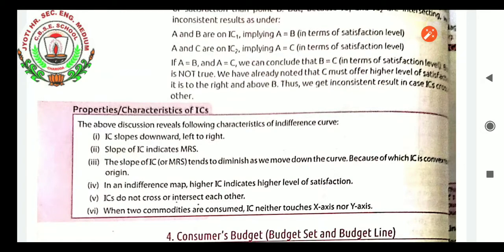The above discussion reveals the following characteristics of indifference curve. IC slopes downward, left to right. Slope of IC indicates marginal rate of substitution. The slope of IC or MRS tends to decline as we move down the curve, because of which IC is convex to the origin. In an indifference map, a higher IC indicates a high level of satisfaction. ICs do not cross or intersect each other. When two commodities are consumed, IC neither touches the x-axis nor the y-axis. Those are the various properties of IC that you had already seen in the graph.